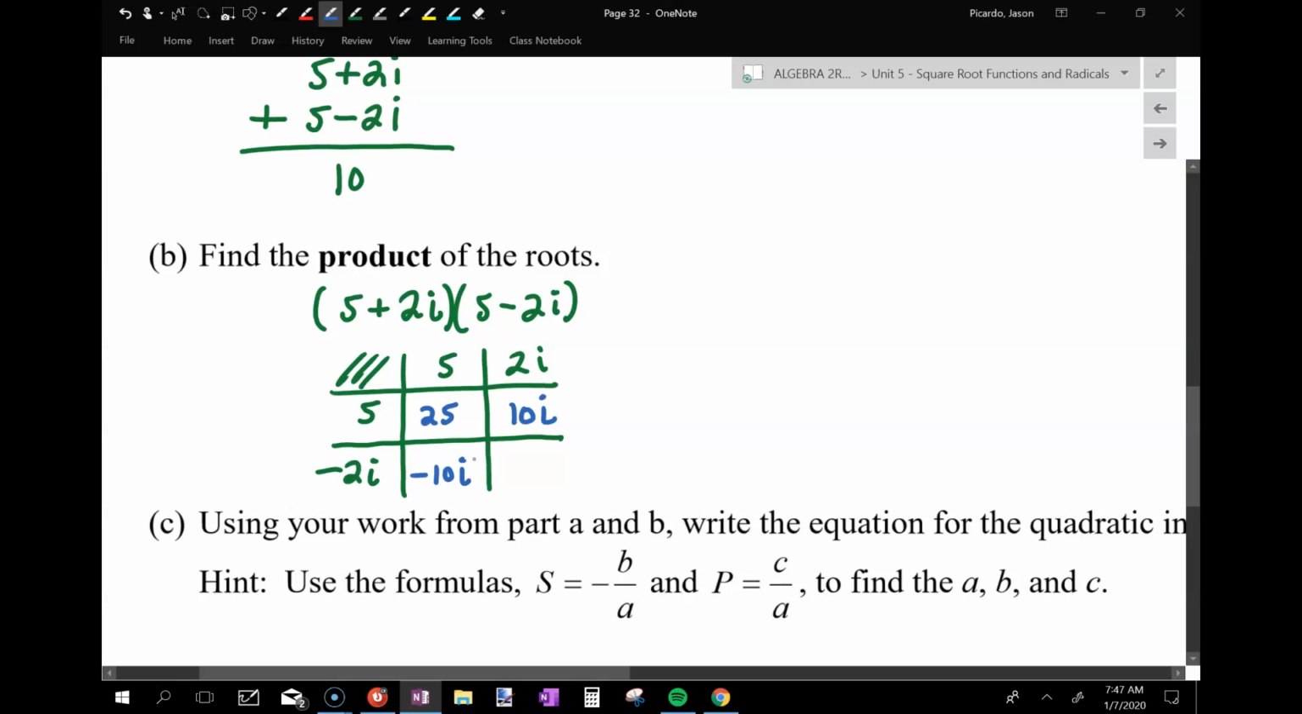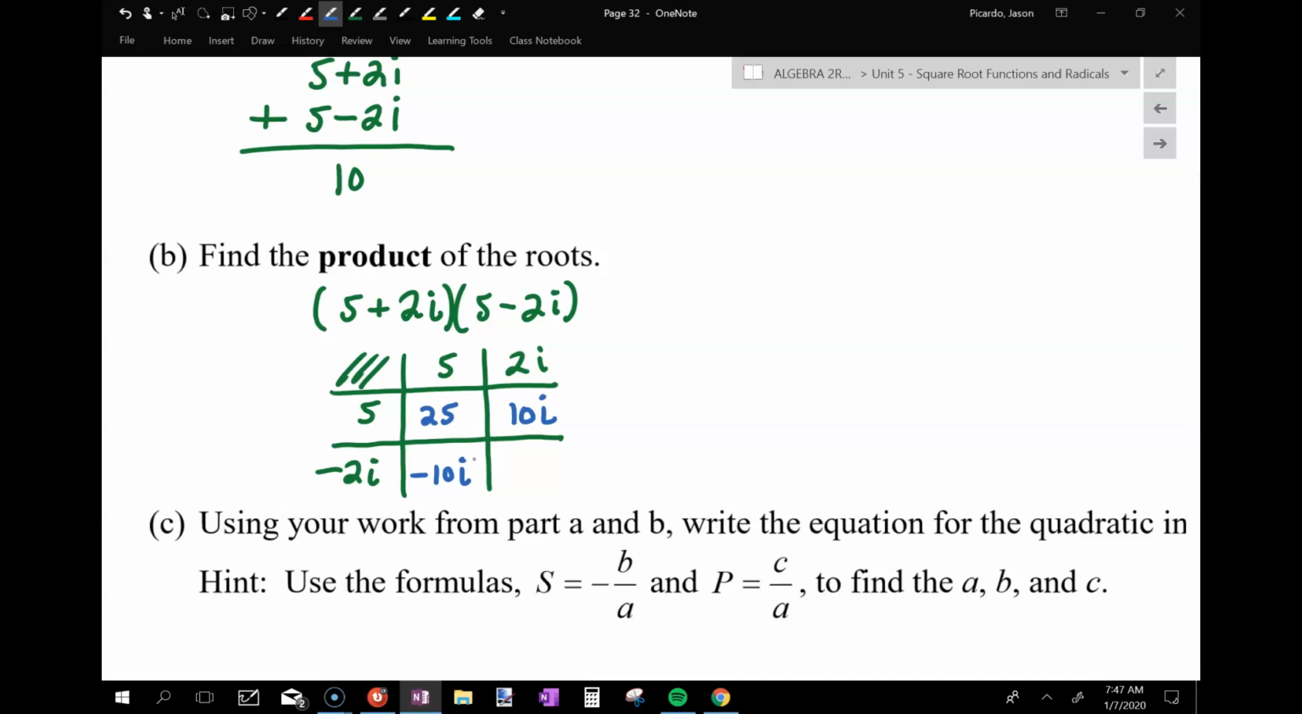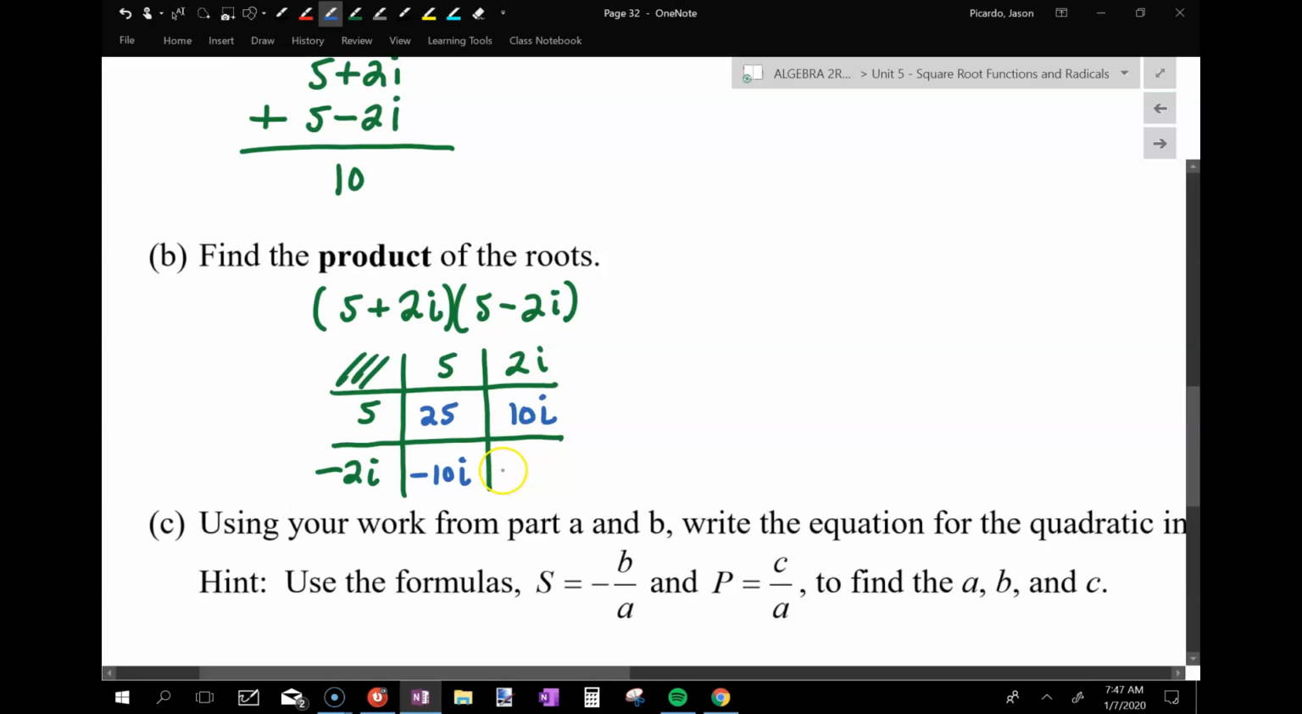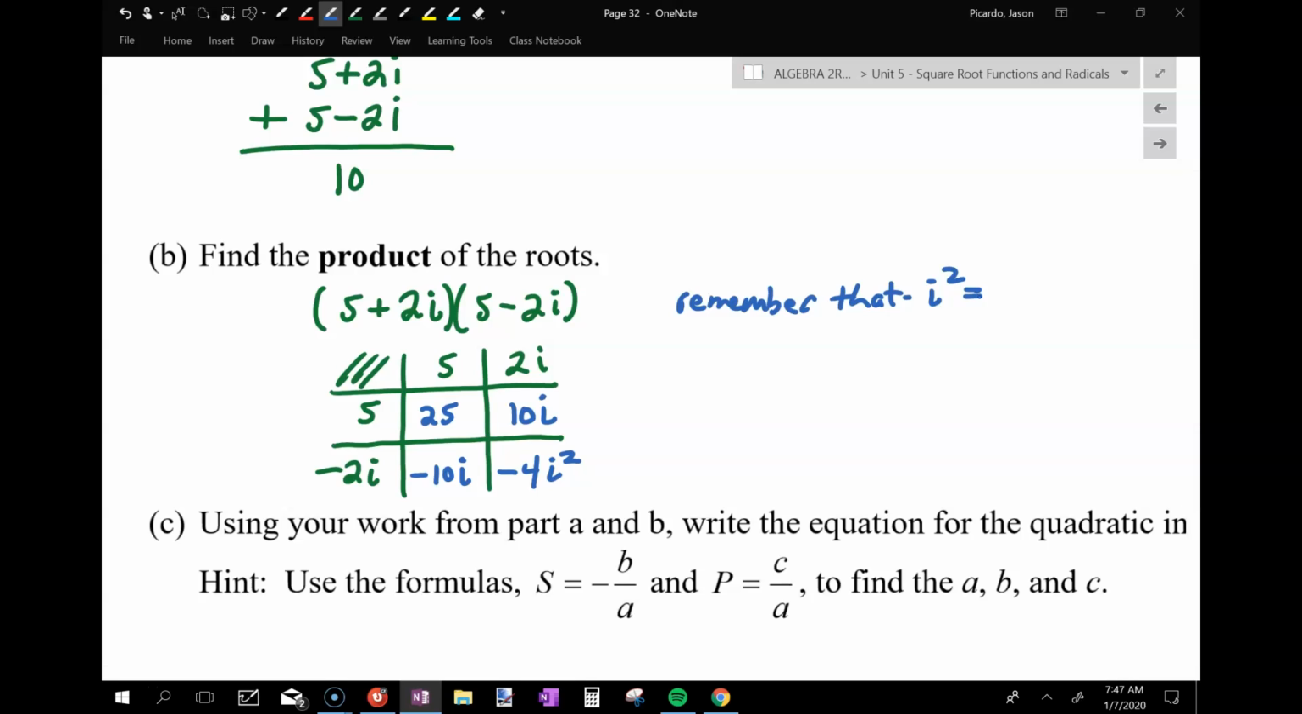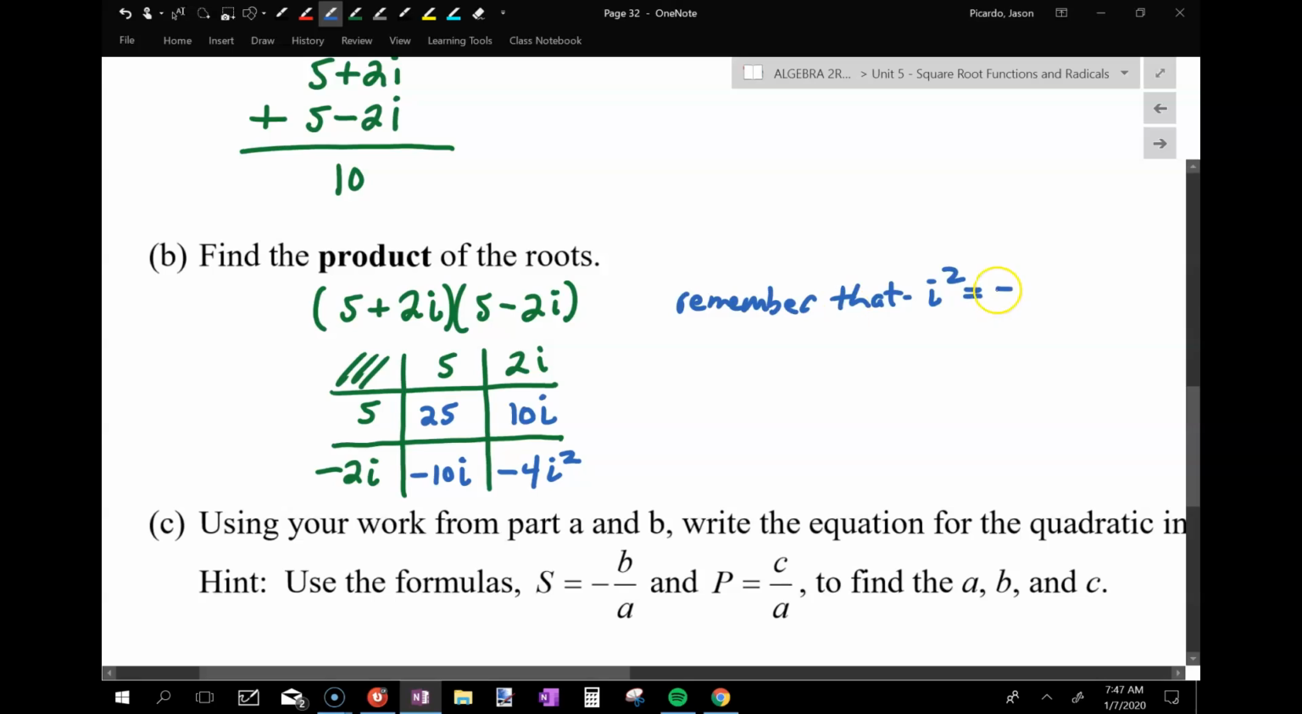Negative 2i times positive 2i. Well, what's negative 2 times 2? Negative 4. And what's i times i? i squared. Now, this is one of those cases where you have to remember that i squared is equal to what? If you don't remember, what can you always do? Yeah, type it in the calculator, but i times i is actually equal to negative 1. Absolutely.